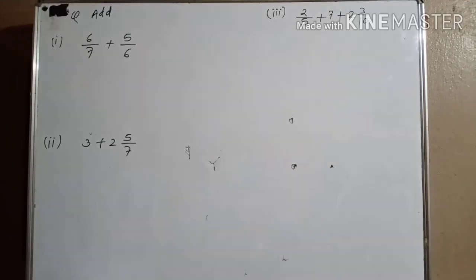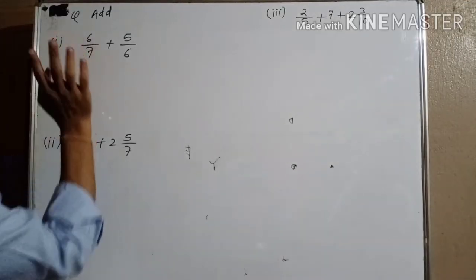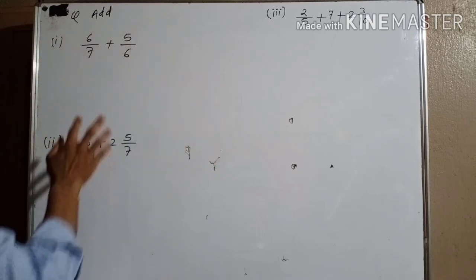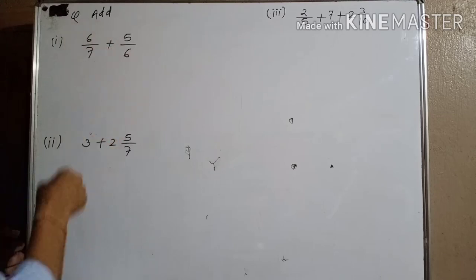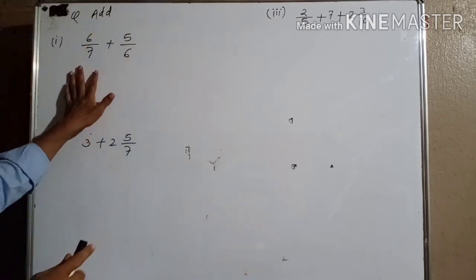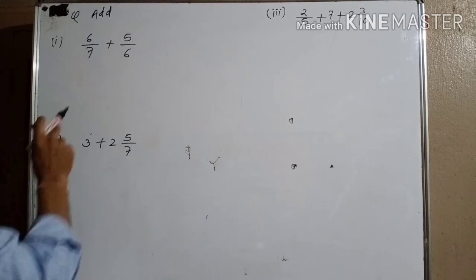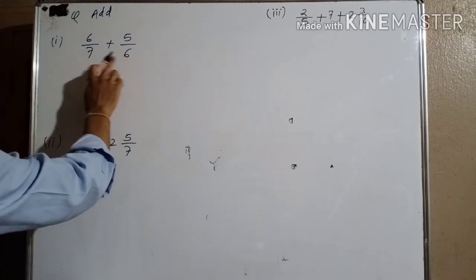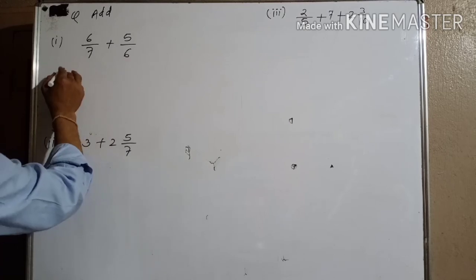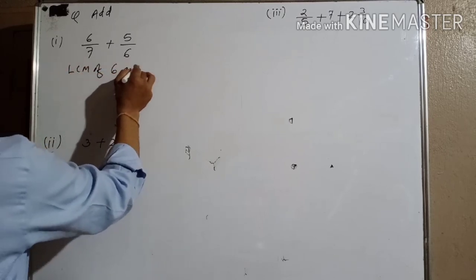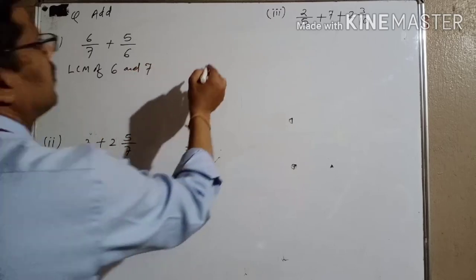Now we will learn how to add 2 or more fractions. It is very simple. If we want to add any fractions or any rational numbers, first we have to make their denominators the same. It is the easiest method to add. First we have to find the LCM. So what is the LCM of 6 and 7? We can find the LCM of 6 and 7 here.